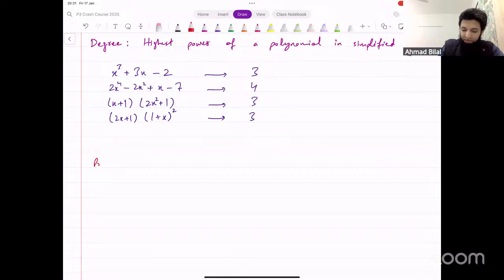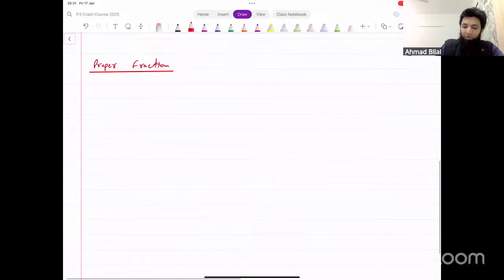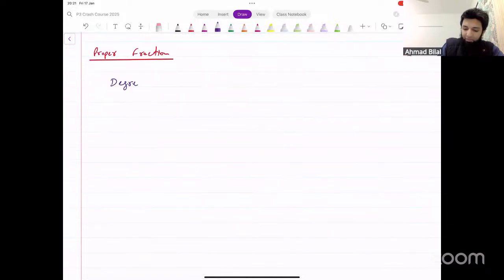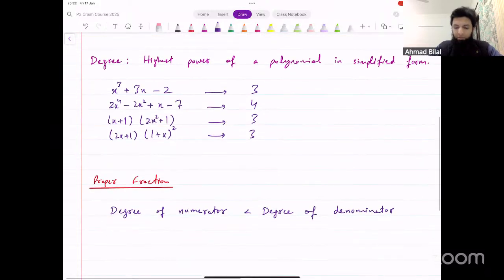A proper fraction is one in which the degree of the numerator is less than the degree of the denominator. So in proper fractions, the degree of numerator is less than the degree of denominator. These fractions are proper. Just to clarify it for anyone who did not understand this, when you simplify this becomes 2x cubed. The highest power term, and you have plus something else. The highest power is 3, so degree is 3.